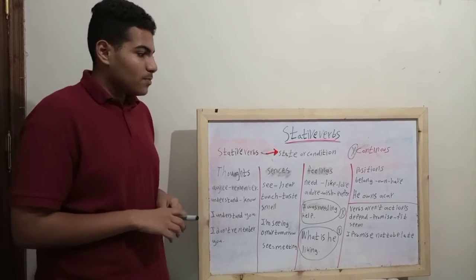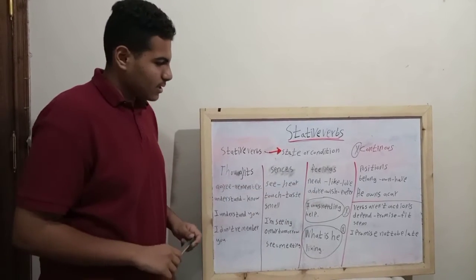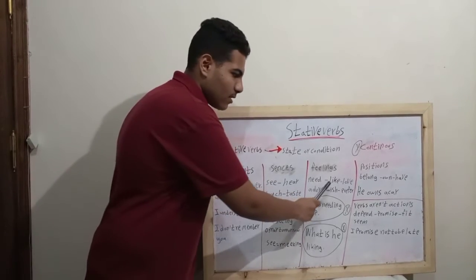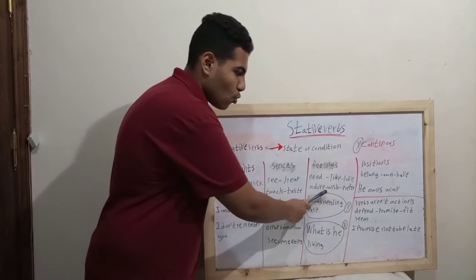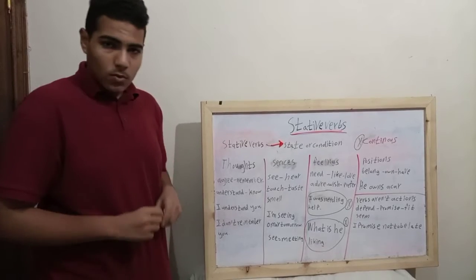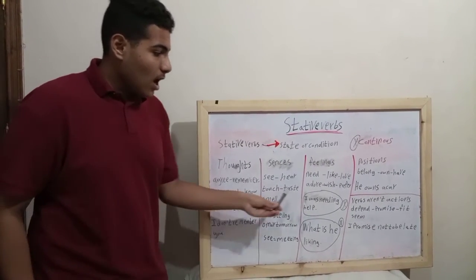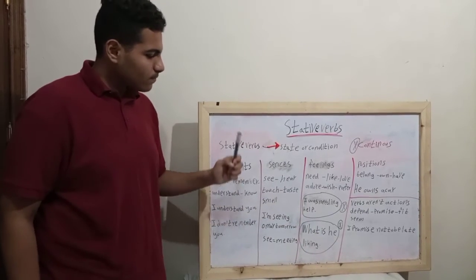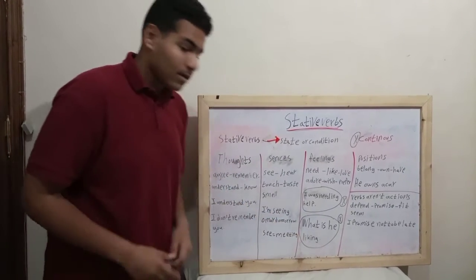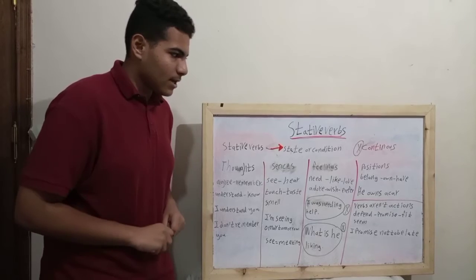And also, stative verbs describe feelings. As an example, the feelings need, like, love, adore, wish, and prefer. We can't say, I was needing help. The right is, I needed help. We can't say, what is he liking? The right is, what does he like?